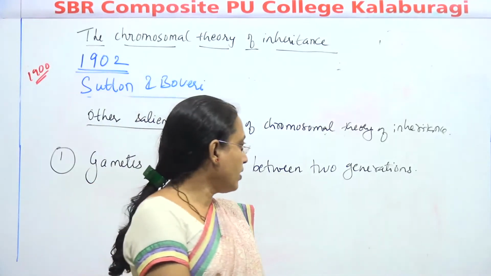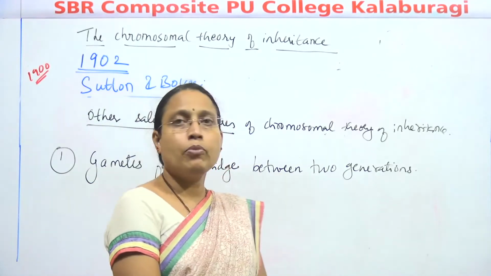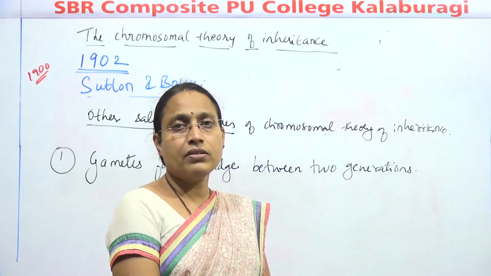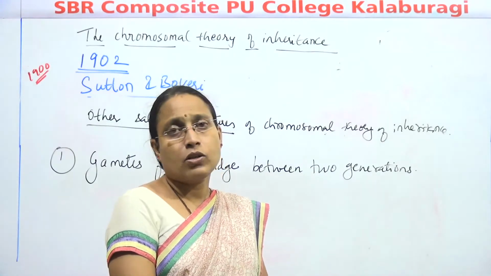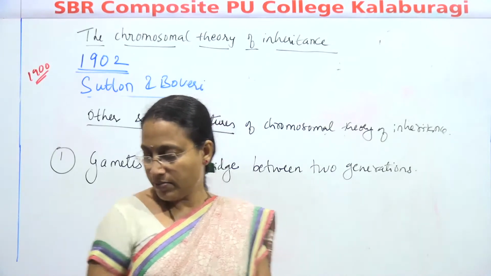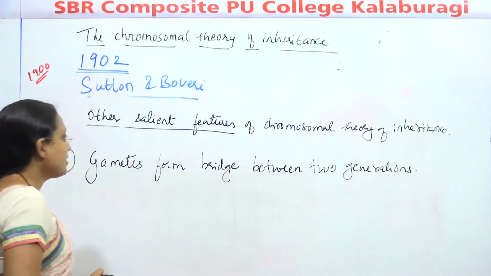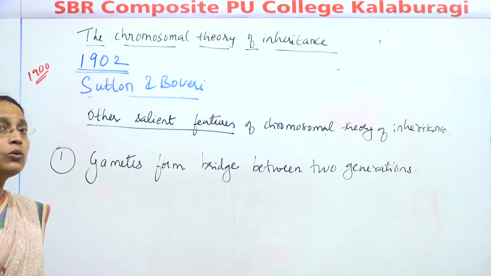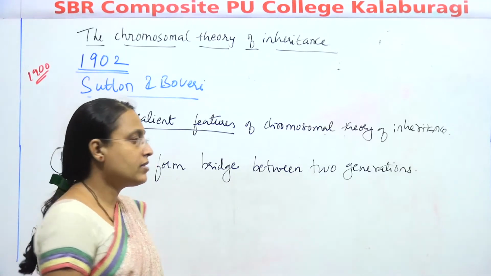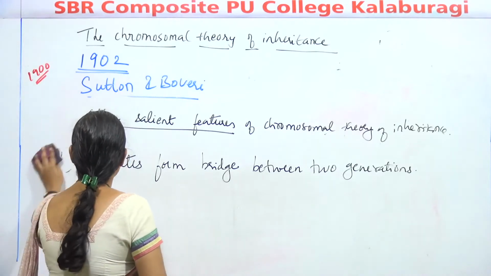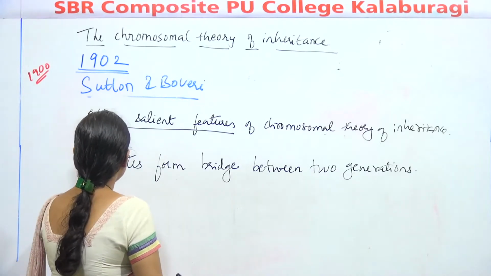So this was also one of the postulates, one of the statements of the chromosomal theory of inheritance, or one of its salient features. Gametes form the bridge between two generations, meaning from one generation to the next generation. First point.